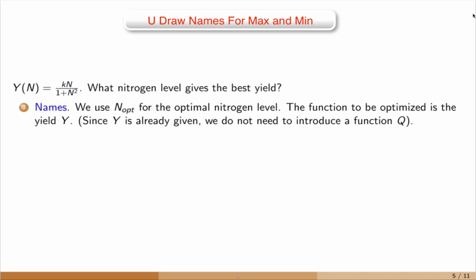Names. So the important name is to name the optimal level which we are looking for. So let's call this N-opt. I suggested to call the function to be optimized Q. But here it's already given, it is Y. We want to optimize the yield Y, so there's actually no need to introduce another function Q. It would be confusing. In later, harder problems, we will have to introduce a Q function, but this time we just get away with the Y. We want to optimize Y, and the formula for Y is already given, so this is done.